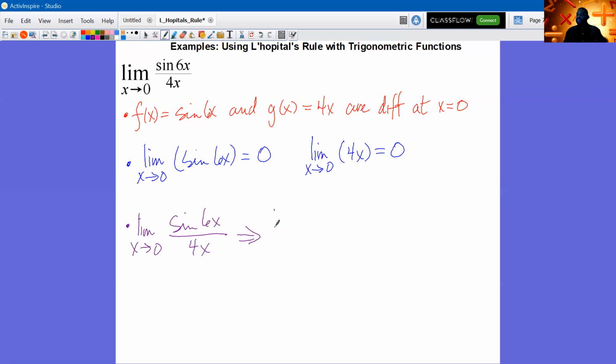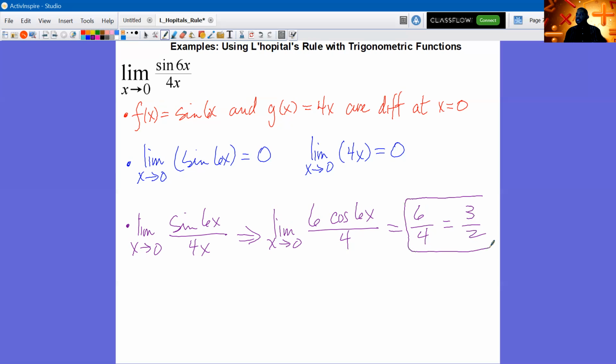So this limit implies the following limit. And so now you're going to plug in your 0 and you get 3/2. So when you plug in 0, you get cosine 0, which is 1, and then times 6 is 6, okay? And then divide that by 4. And again, make sure you use L'Hopital's rule.